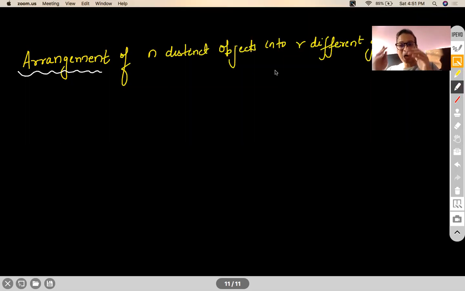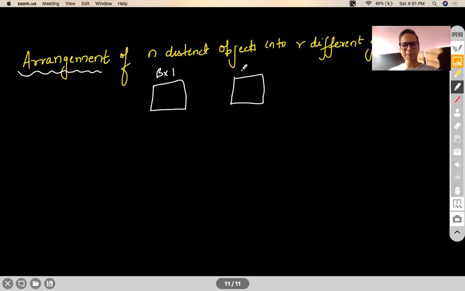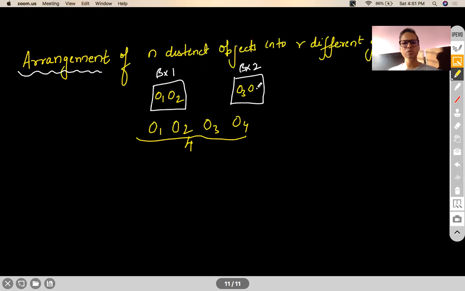Yes, Gayatri. Now the order will be important within the group. Let's say there are two boxes, box 1 and box 2. Let's say I am distributing the 4 distinct objects O1, O2, O3 and O4 into these. When you distribute O1, O2 like this, it is the same as distributing O2, O1 and O4, O3. That means the order of these objects within the boxes is not important to us. You're just distributing. You're not worried about arranging them within the box itself.